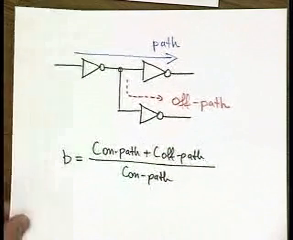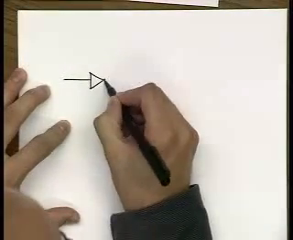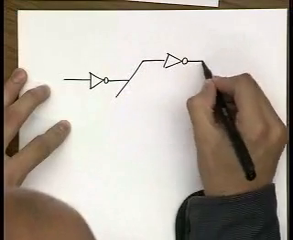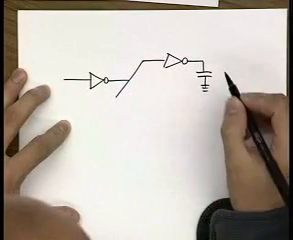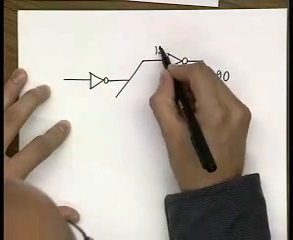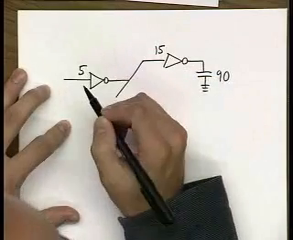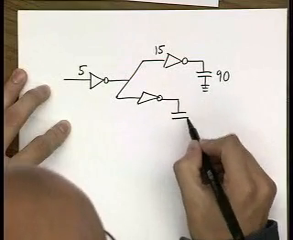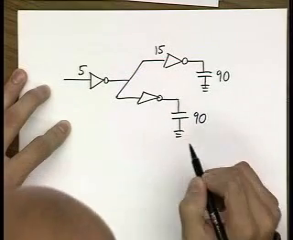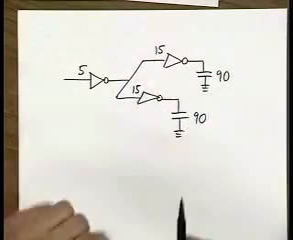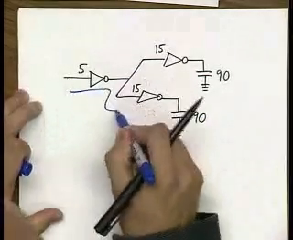So let's now do one example to illustrate this. Let's assume that we have a topology like this. The load is 90, load over gate size is 15, gate size is 5, and then we have another load of 90. And let's say that we are interested in this path over here, the blue one.